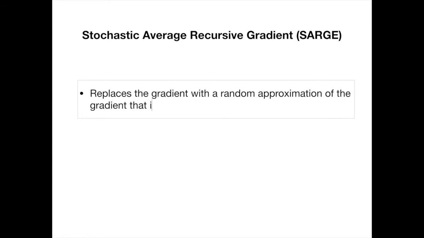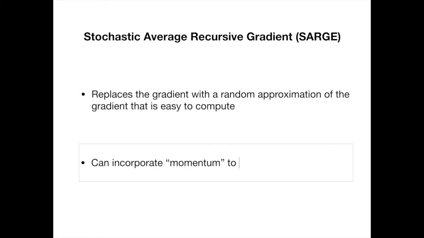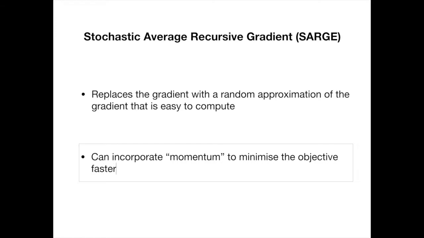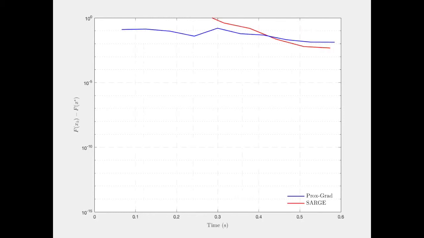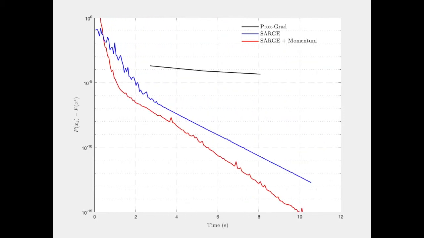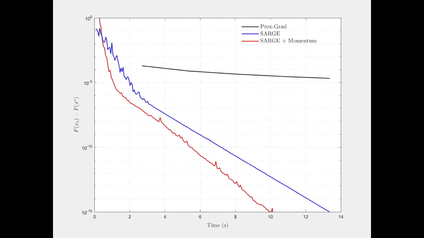An example from my research is the algorithm Stochastic Average Recursive Gradient, or SARG. SARG replaces the gradient with a random approximation of the gradient that is easy to compute. SARG also can incorporate momentum to minimize the objective faster. Applying SARG to the minimization problem in this video shows that stochastic gradient methods are often faster than full gradient methods like proximal gradient descent, and sometimes much faster.